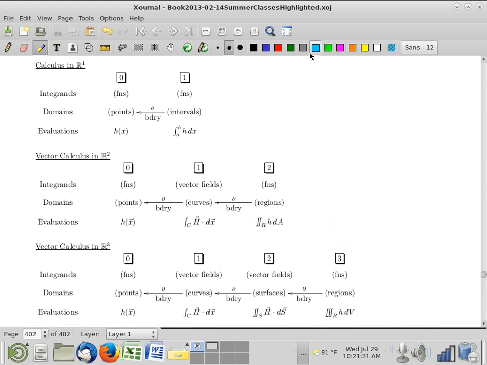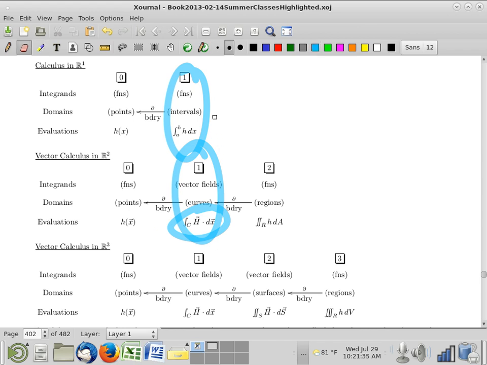You'll notice that in each of these diagrams, there's various different kinds of integrals. We have one-dimensional integrals in R1, which are classical single variable integrals. We also have one-dimensional integrals in R2. Those are vector line integrals, like so. And we have one-dimensional line integrals in R3. Again, vector line integrals, like so.